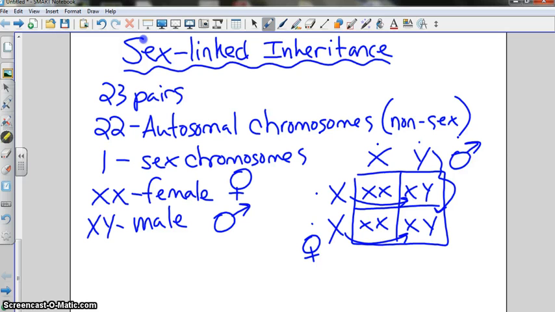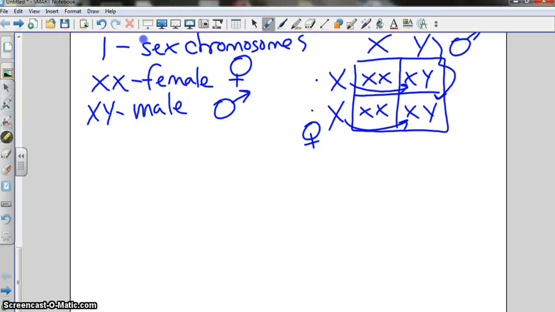So let's just jump right in. We're going to do an example problem of a sex-linked trait. We're going to do color blindness.